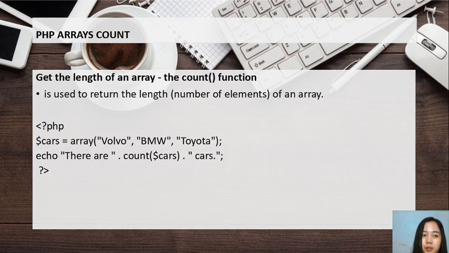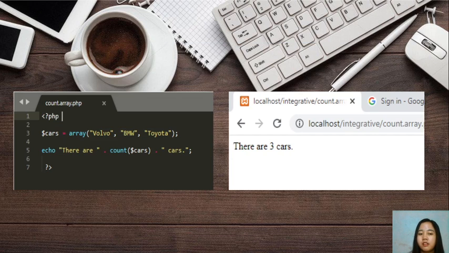Next is PHP array count. To get the length of an array, you use the count function. To count the cars, you have the variable cars equals array, and you put the values Volvo, BMW and Toyota. Then to count, you use the count function, with the variable cars inside the parentheses, so it can count how many cars you have. That is the example. Counting is easier, especially if you have many cars.